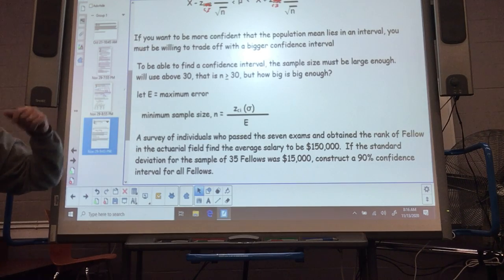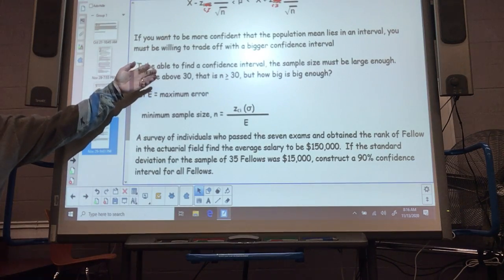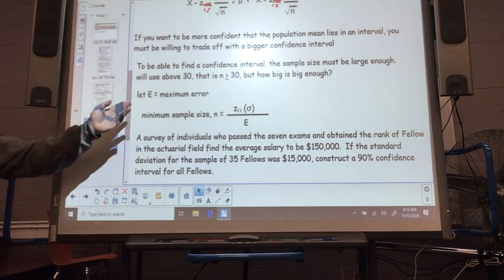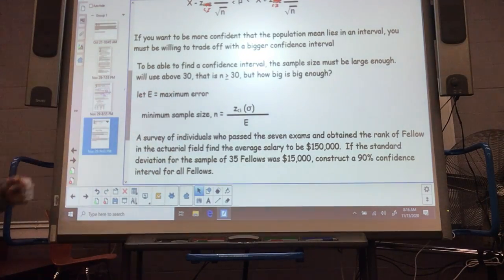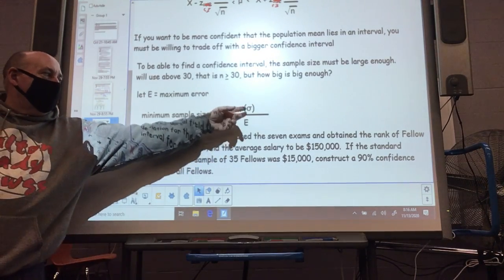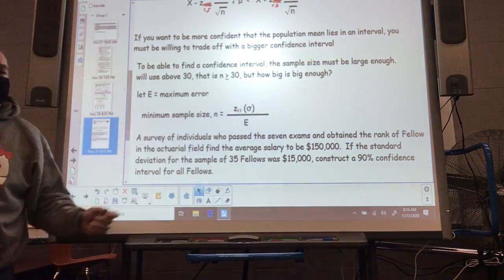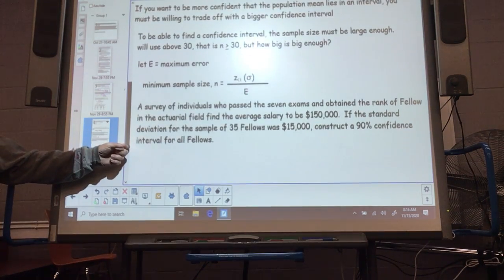But once again, we try to get above 30, but if we're given a maximum error, a minimum sample size for a maximum error, we can find a sample size with this. We'll get into a few problems like that eventually.